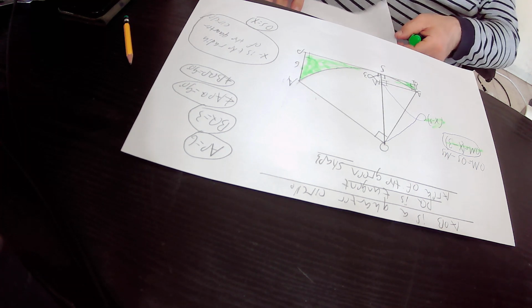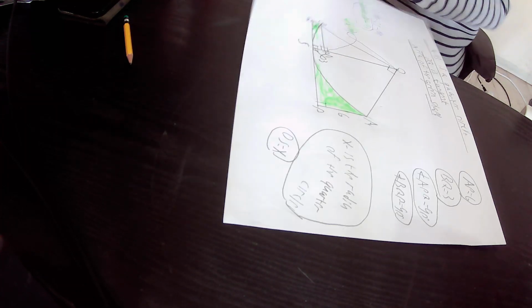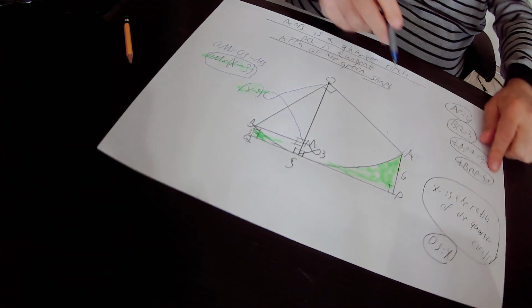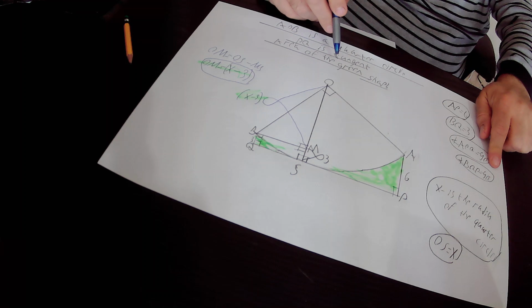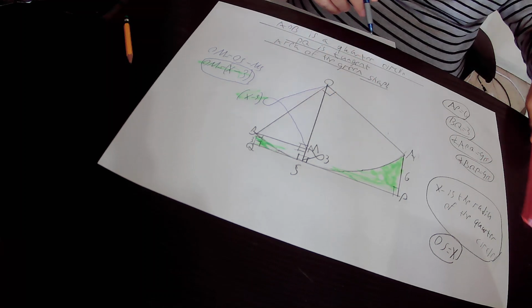In the next step, we will do another construction. That is to say, from point A, we will draw a perpendicular on OS. Again, from point A, we will draw a perpendicular on OS.